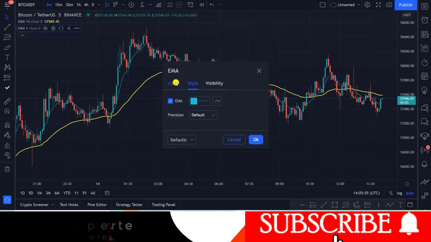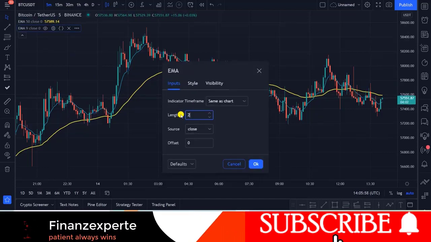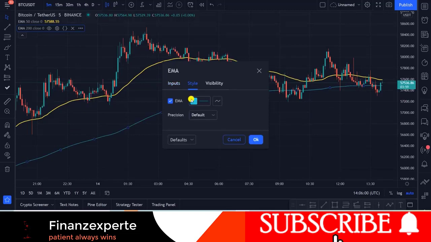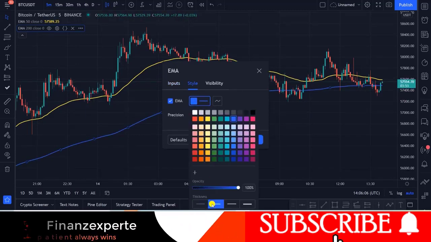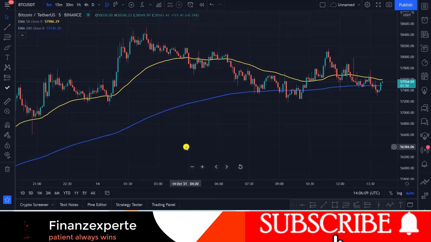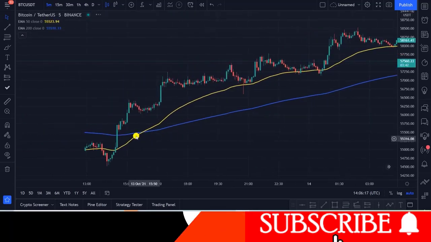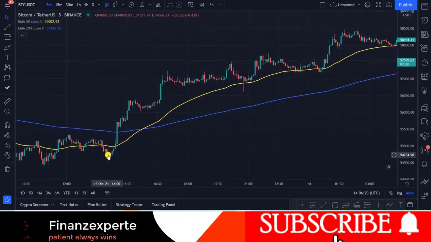Now go to the settings for the second EMA and change the value to 200, and I prefer to use a blue color for this one and a bit thicker line just like this. This blue line right here represents the 200 exponential moving average. Now this is what we are going to use to determine a downtrend and an uptrend.